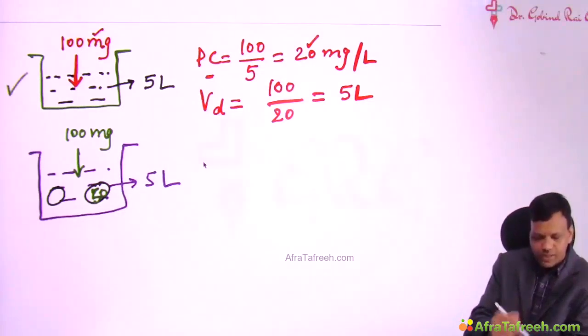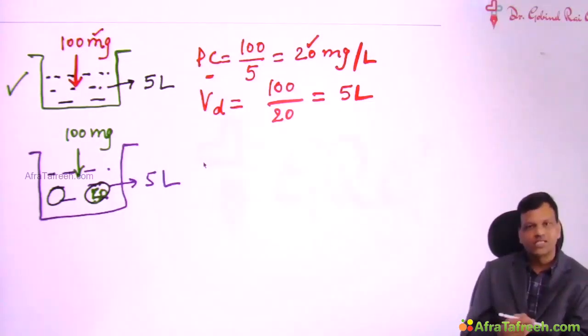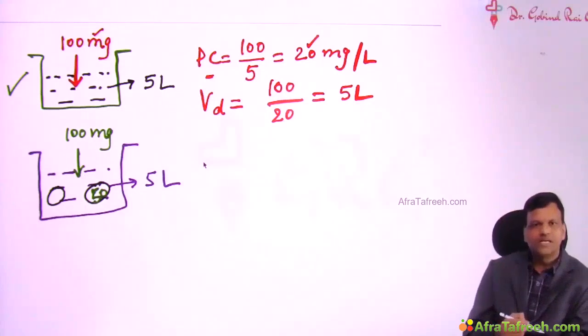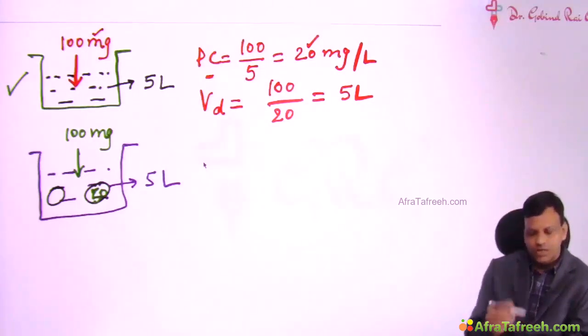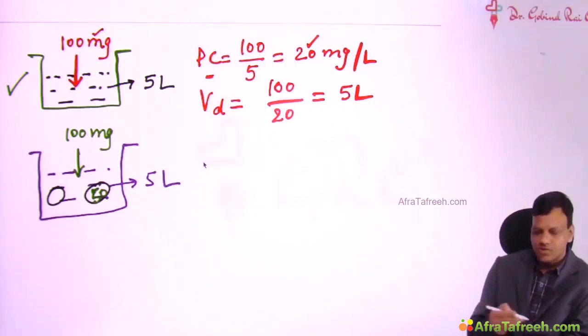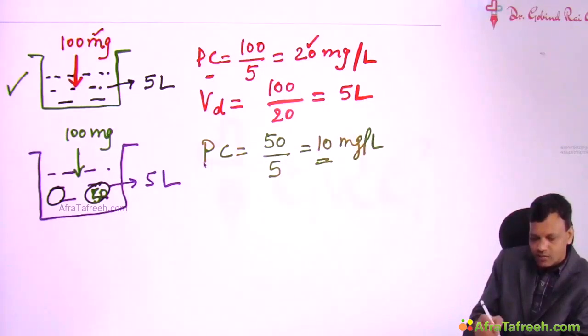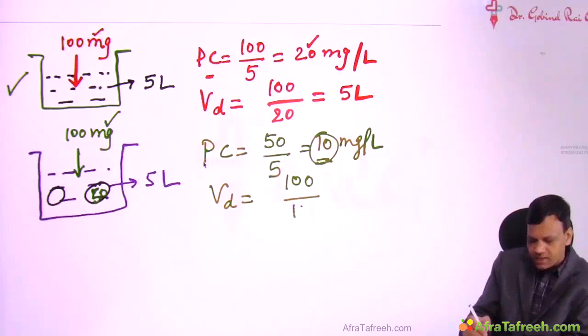Remember, in the first example, there was no distribution. All the drug stayed in plasma. But in the second example, half of the drug is going to tissues. In our example, half of the drug is eaten by organisms. So only 50 milligram will stay in plasma. If we measure the plasma concentration, it will be 50 milligram dissolved in 5 liter, that means 10 milligram per liter. So the volume of distribution is amount given, 100, divided by plasma concentration obtained, 10. It comes out to be 10 liter.